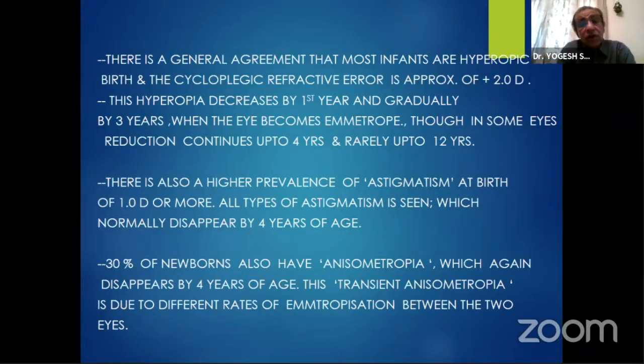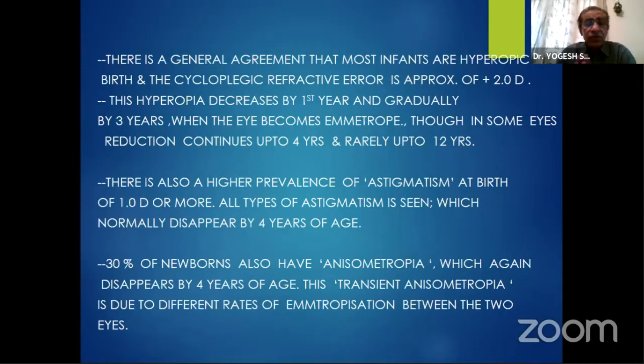There is also a higher prevalence of astigmatism at birth, of 1 diopter or more. Remember that. This is all a natural status of an infant, the refractive state of an infant when the child is born. All types of astigmatism are seen, which normally disappear by 4 years of life. It could be with the rule, against the rule, oblique, or even double-crossed astigmatism, whatever it may be.